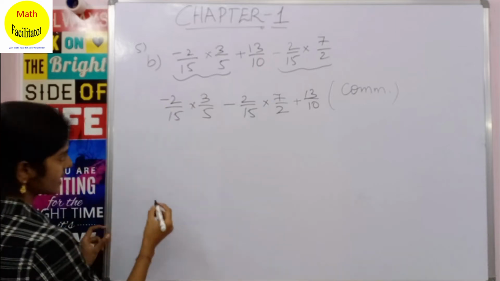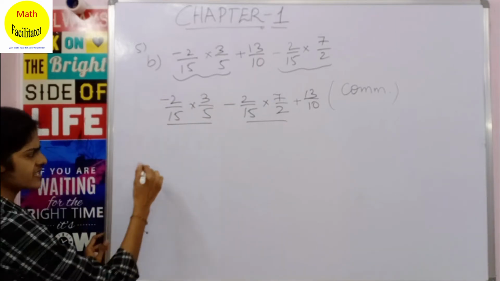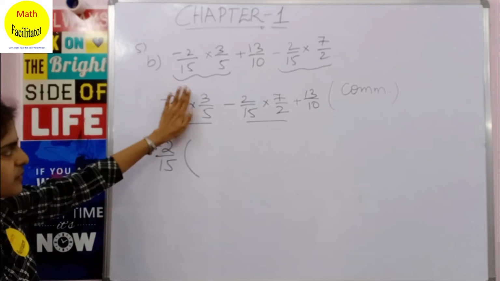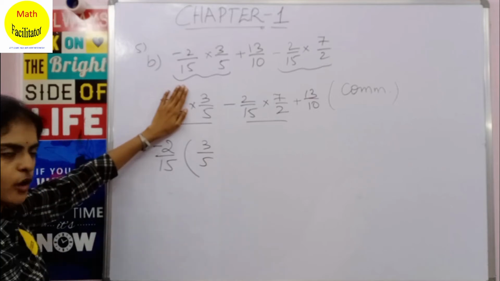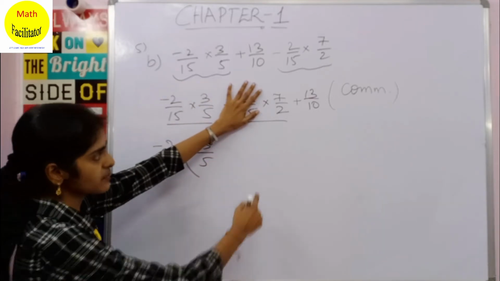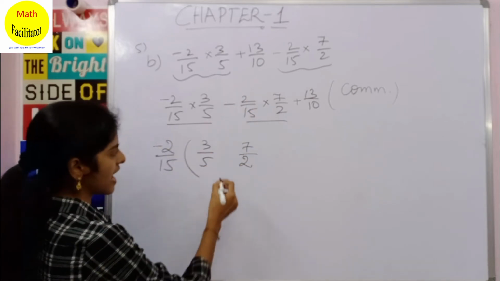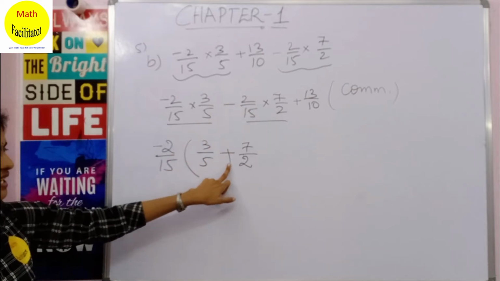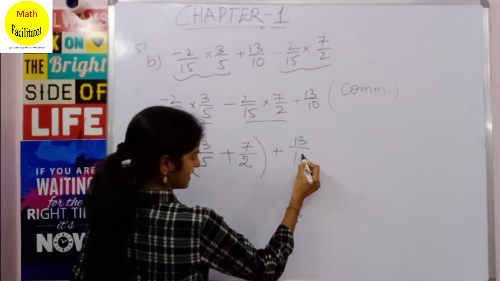Now you can see that in these two terms you have minus 2 by 15 common. So let us take it common. If you take minus 2 by 15 common, what is remaining in this term? 3 by 5 is remaining, so write it here. Now minus 2 by 15 along with minus you are taking common, so what is remaining? 7 by 2. Between these two you have a plus, since you are taking minus 2 by 15 common, you will write plus here. So plus 13 by 10.